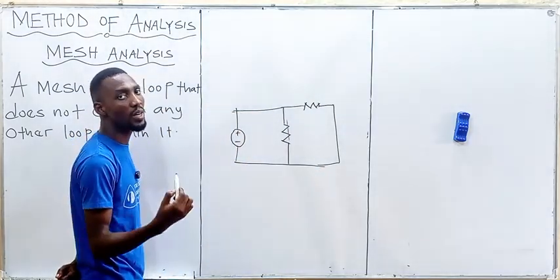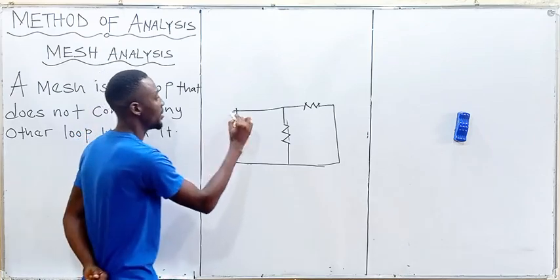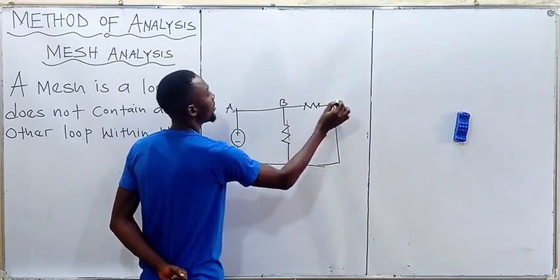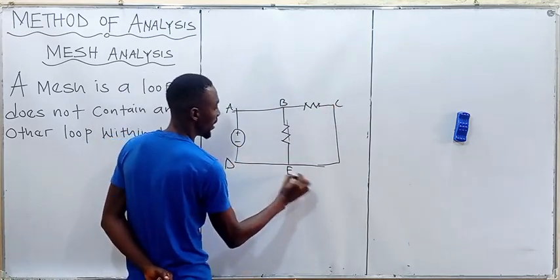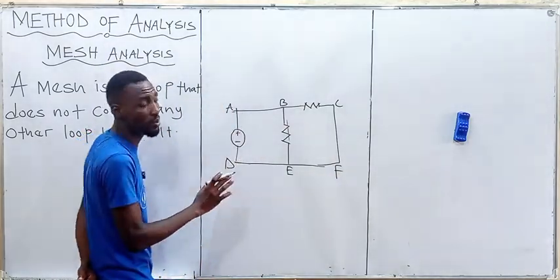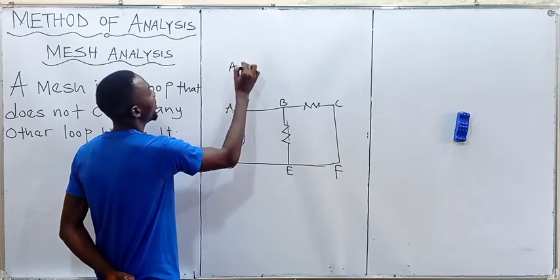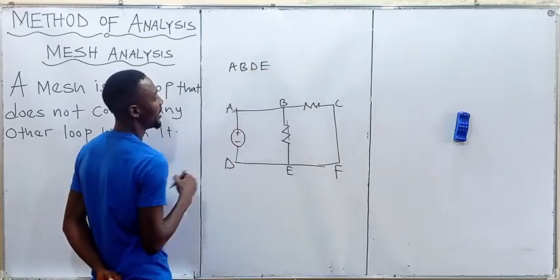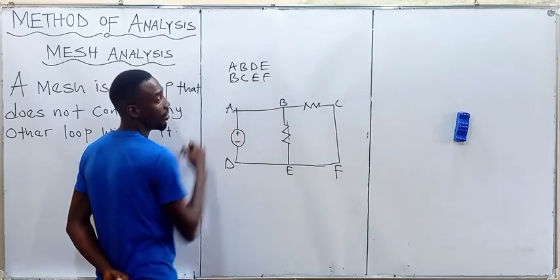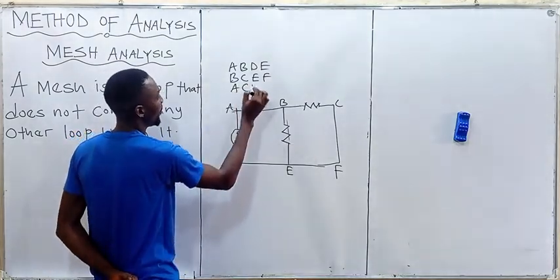Do you understand? So now when you are referring to mesh, you are going to consider the third loop. Okay, let's label this: A, B, C, D, E, and F. Is that clear? So you see that we have three loops, right? The first loop is A, B, D, and E. The second one is B, C, E, and F. And the third one is A, C, F, and D.